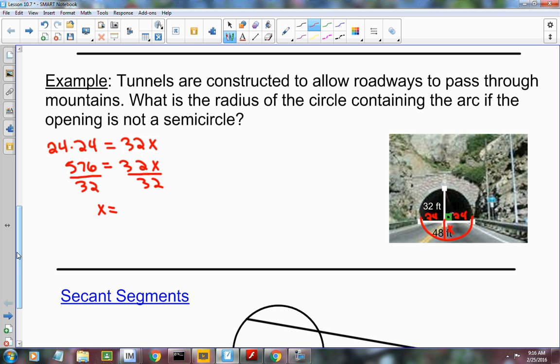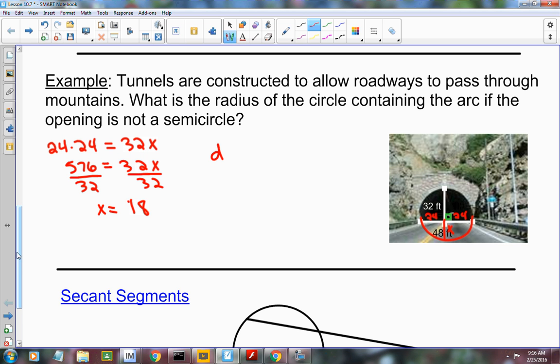48. No, that's not right, because that's an old note. What is it? 18. Thank you. I changed the problem from when I did this the year before. Okay, so x is 18.